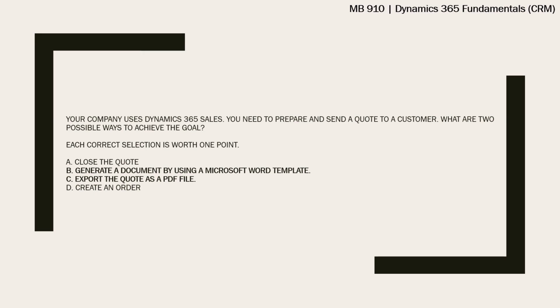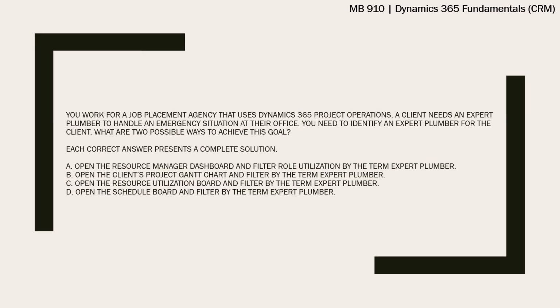You work for a job placement agency that uses Dynamics 365 Project Operations. A client needs an expert plumber to handle an emergency situation at their office. You need to identify an expert plumber for the client. What are two possible ways to achieve this goal? Each correct answer presents a complete solution.